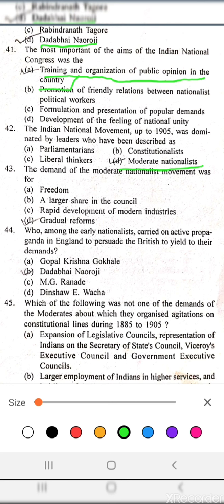The next is, who among the early nationalists carried on active propaganda in England to persuade the British to yield to their demands. What is propaganda? Propaganda is the act of promoting a certain ideology, and this could comprise various means. It could be printed media, public announcements, meetings, gatherings, pamphlet distributions, television, though it was not that prominent during that time. Yet these all are modes of propaganda. So over here the question is, who among the early nationalists carried on active propaganda in England to persuade the British to yield to their demands. Dadabhai Naoroji carried out this active propaganda. So the correct answer is Dadabhai Naoroji.